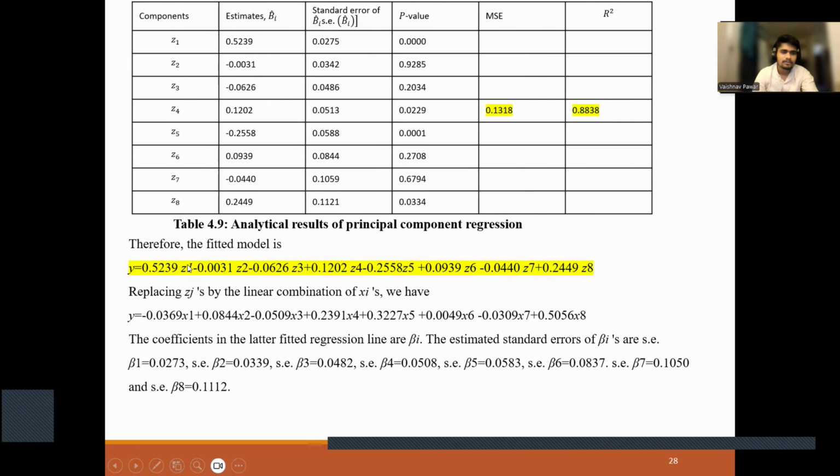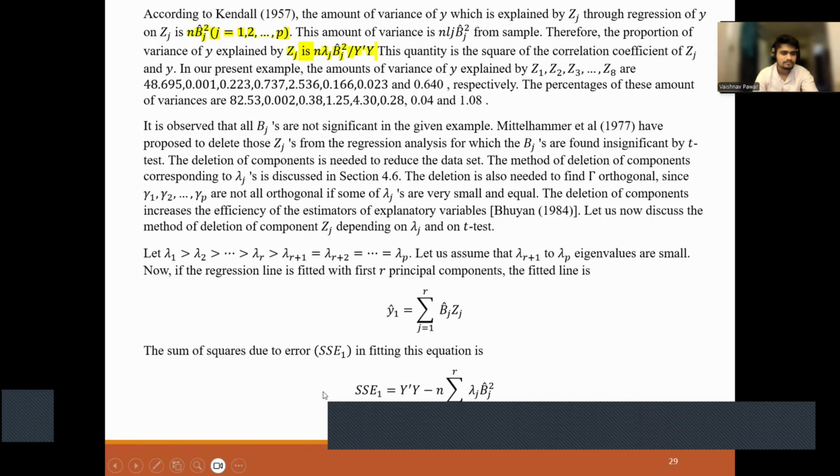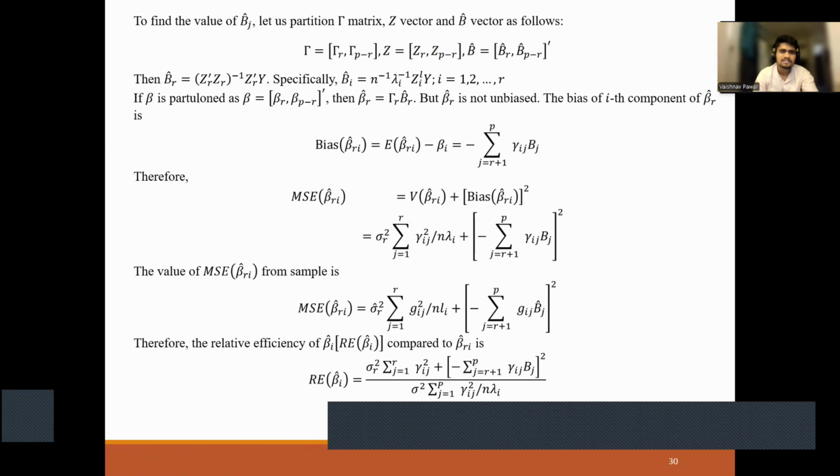After that, we replace the Zj's by the linear combination of Xi's. Then we get this, and the coefficients in the fitted regression line are beta. The estimated standard error of beta is RSE. These are the estimated standard errors. These are the bias, mean square error, and relative efficiency formulas.